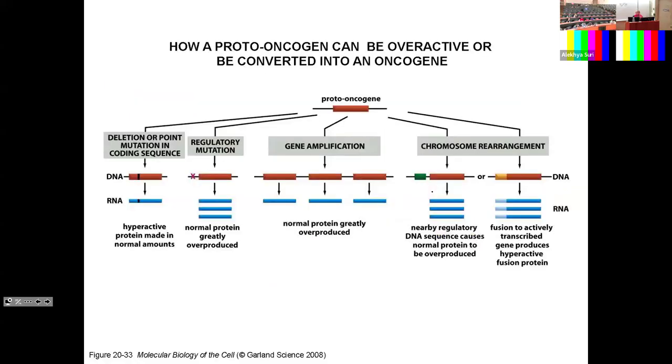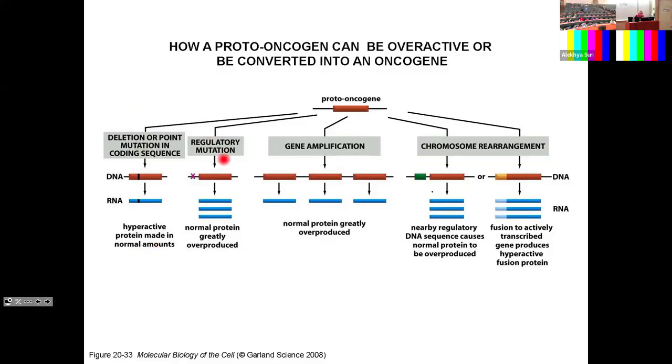So these are examples of how a proto-oncogene is converted or reactivated into an oncogene. For example, it will happen once you have a deletion or point mutation in a coding sequence, right? What will happen is that mutation will lead to a hyperactive protein made in normal amounts. So it's hyperactive, so it will enhance proliferation, but the amounts are normal.